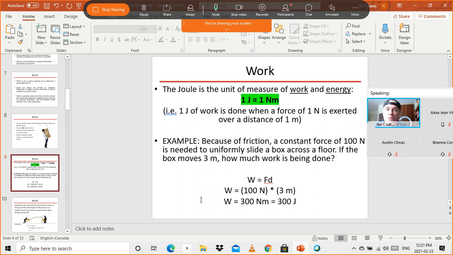And what that means is 1 joule of work is done when a force of 1 Newton is exerted over a distance of 1 meter. All right, that's the definition. I think that's in your formula sheet. And have a look here. These are the type of questions we're looking at. Because of friction, a constant force of 100 newtons is needed to uniformly slide a box across the floor. If the box moves 3 meters, how much work is being done? Well, work is equal to force times distance. I give you the force, 100 newtons. I give you the distance, 3 meters. Is equal to 300 Newton meters, which is actually equal to 300 joules.